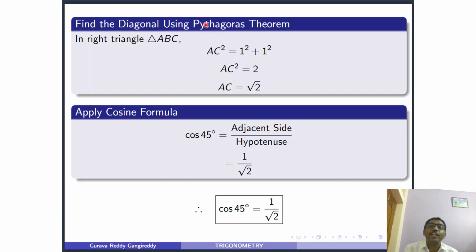Find the diagonal using Pythagoras theorem. In right triangle ABC, AC square equal to 1 square plus 1 square, AC square equal to 2, AC equal to root 2. Apply cosine formula. Cos 45 degrees equal to adjacent side by hypotenuse. This is equal to 1 by root 2. Therefore, cos 45 degrees equal to 1 by root 2.